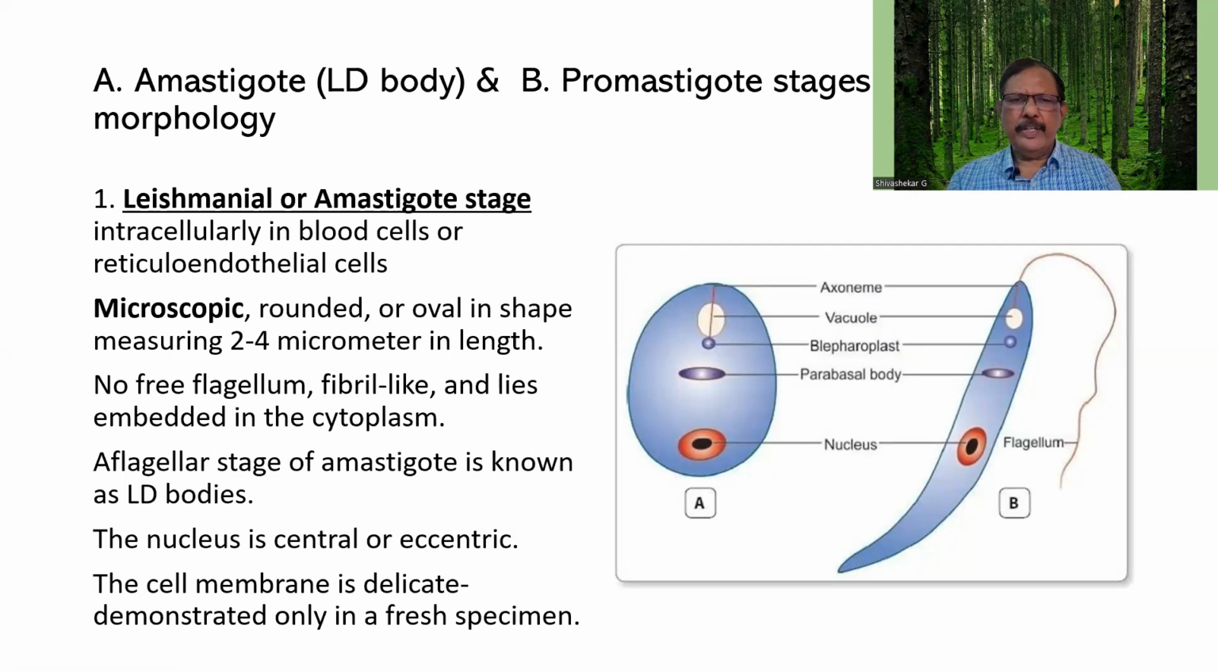This is about the amastigote form. This is what we are trying to tell you people. It is rounded, 2 to 4 microns. There is no flagellum that is seen. And the whole thing is embedded in a cytoplasm. The nucleus, parabasal body, and the blepharoplast. This is called the LD body or the Leishman-Donovan bodies. Nucleus is eccentric.